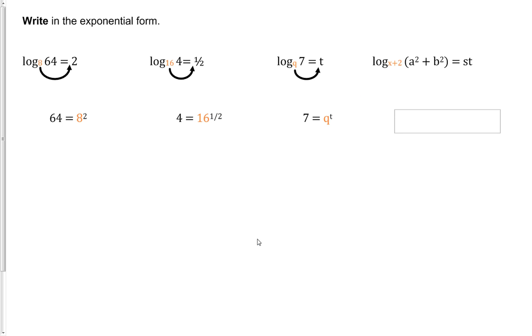Finally, we have our nice messy example here. Log base x plus 2 of a squared plus b squared is equal to s times t. Again, we're just going to take our base, and we're going to make it the base of an exponent on the other side of the equation. So we're left with a squared plus b squared is equal to our base, x plus 2, raised to the st power.